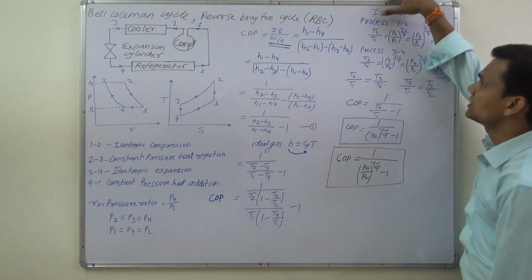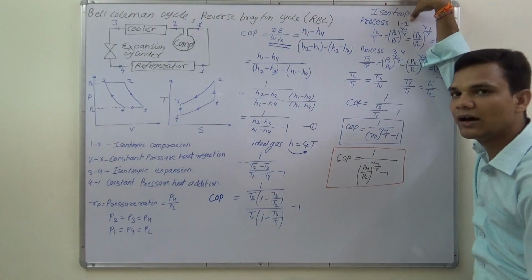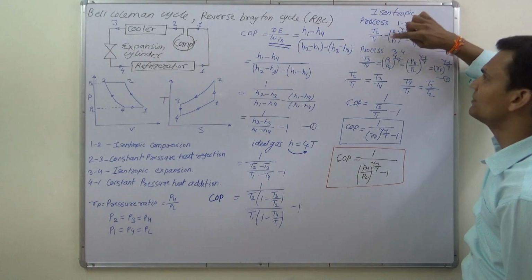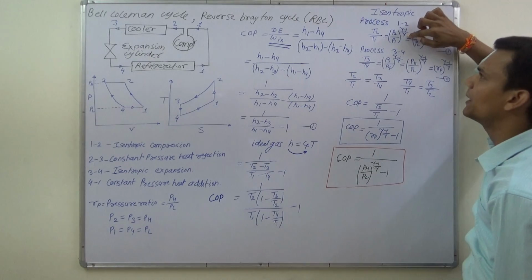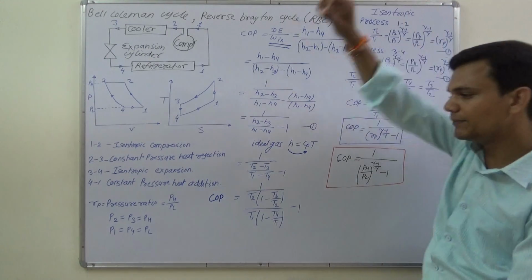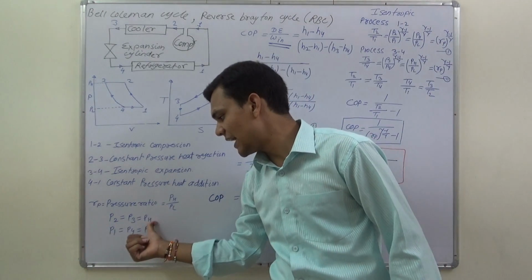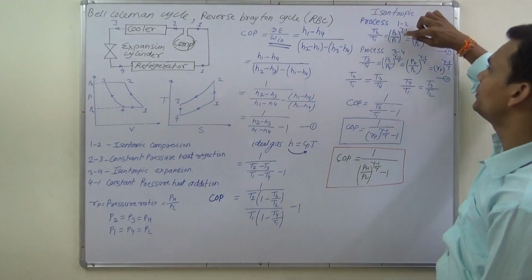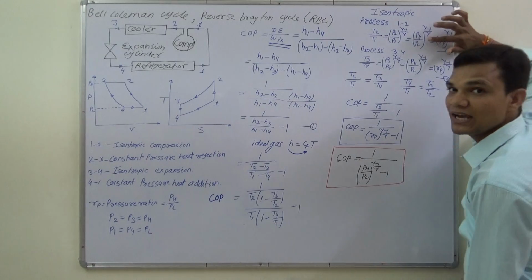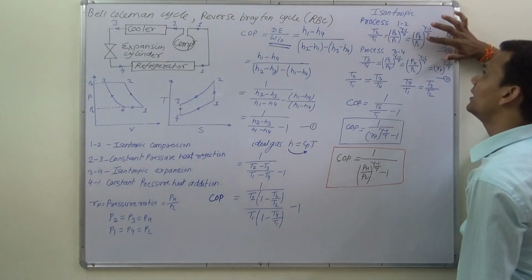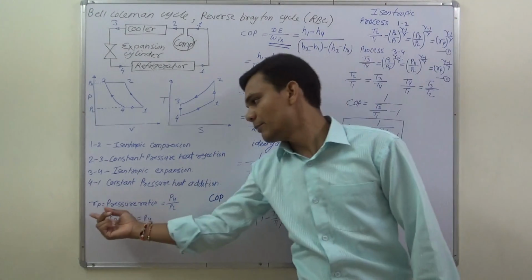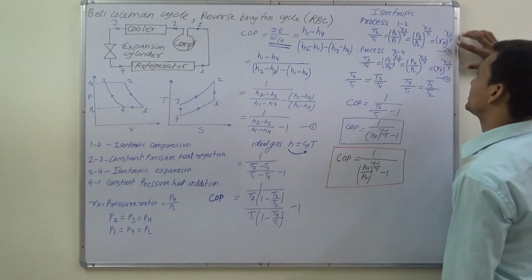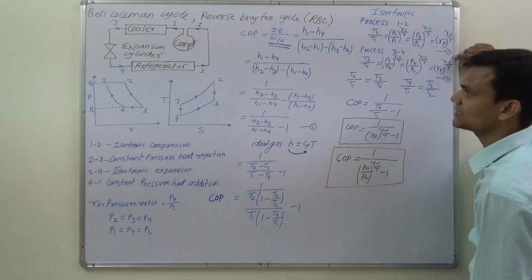Here I write process 1 to 2 and write the formula of the adiabatic process, that is T2 by T1 is equal to P2 by P1 to the power gamma minus 1 upon gamma. And we know very well P2 is equal to P higher and P1 is equal to P lower. So P2 by P1 we can replace by P higher by P lower, and we know very well pressure ratio is equal to P higher by P lower. So this term we can replace by pressure ratio. This will be our equation first.